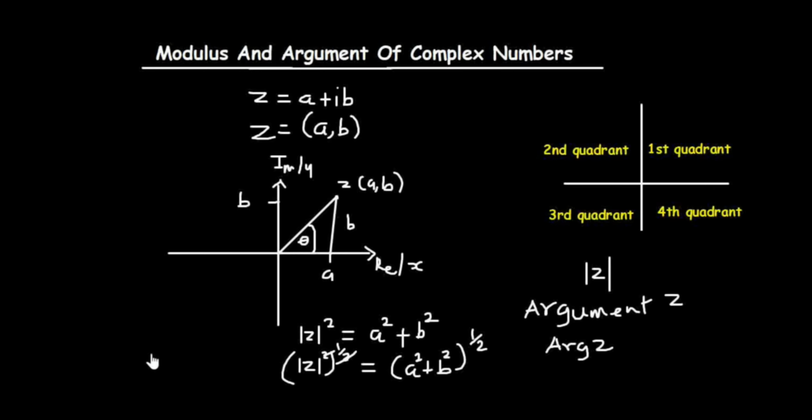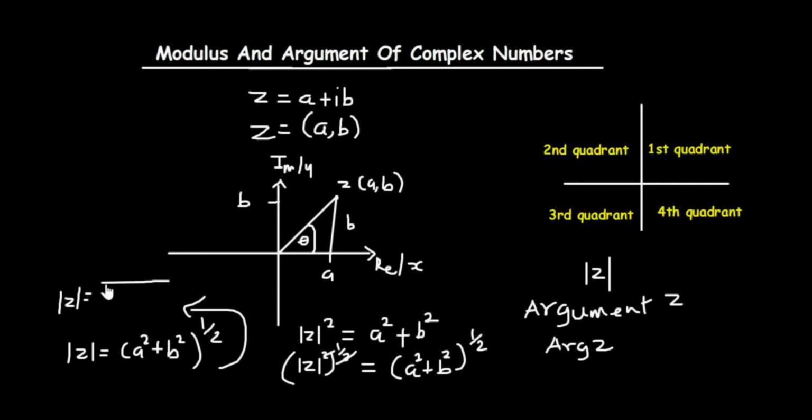At the end, I'll have the modulus equal to a squared plus b squared, all to the power 1 over 2. And then we can write this as the modulus equals the square root of a squared plus b squared. So this is the formula that we will use to calculate the modulus of any complex number. So let's have this written down.